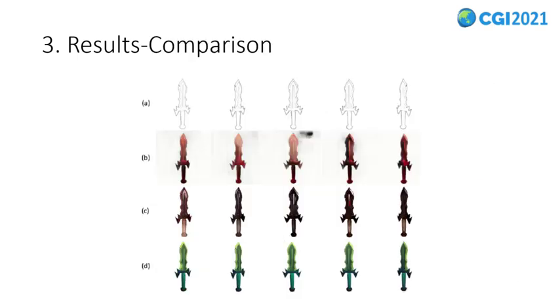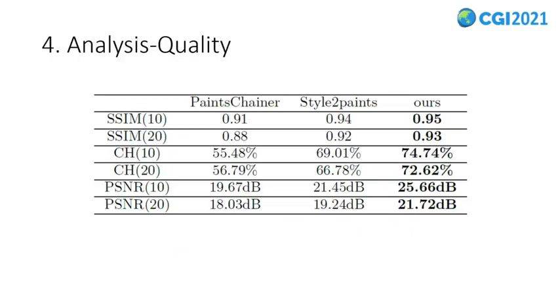In terms of color consistency, we compare our results with PaintsChainer and Style2Paints. Our results can keep color consistency better. Second row shows the results of PaintsChainer with inconsistent colors and some noise. Third row shows the result of Style2Paints. And the last row shows ours. In terms of color, we believe that our method has better results.